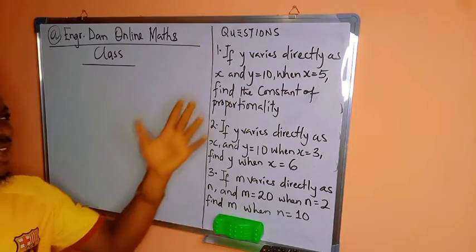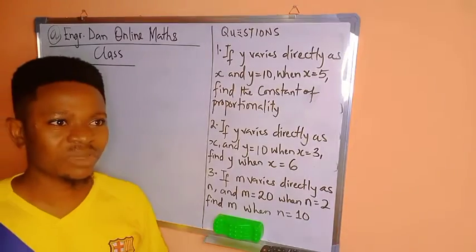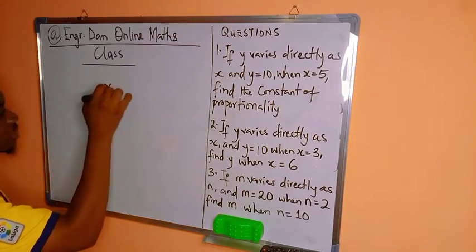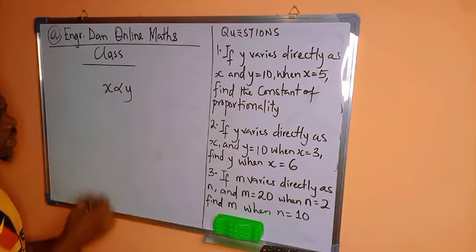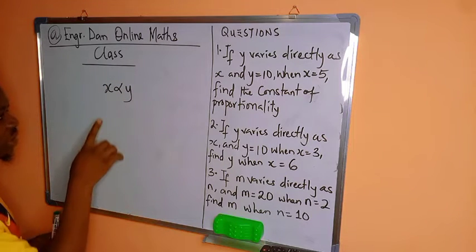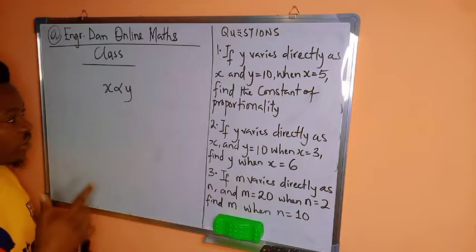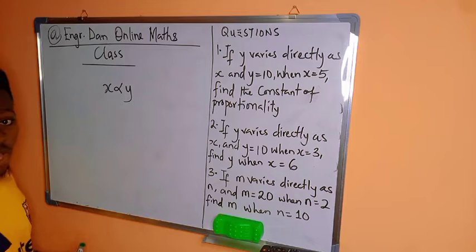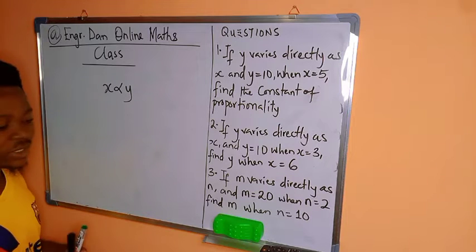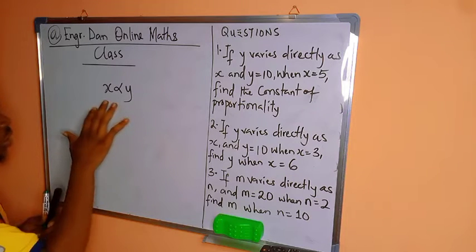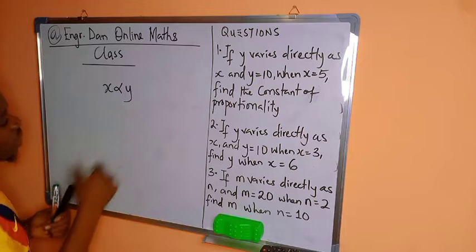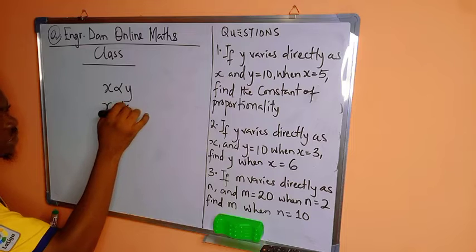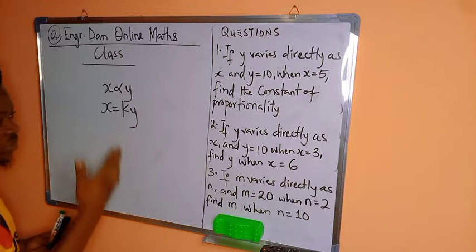Okay, fine. Direct variation. What's direct variation? Direct variation simply means if we say x varies directly as y, it simply means if x gets bigger, y gets bigger. If x gets smaller, y gets smaller. The constant of proportionality, we use k to represent that, right?